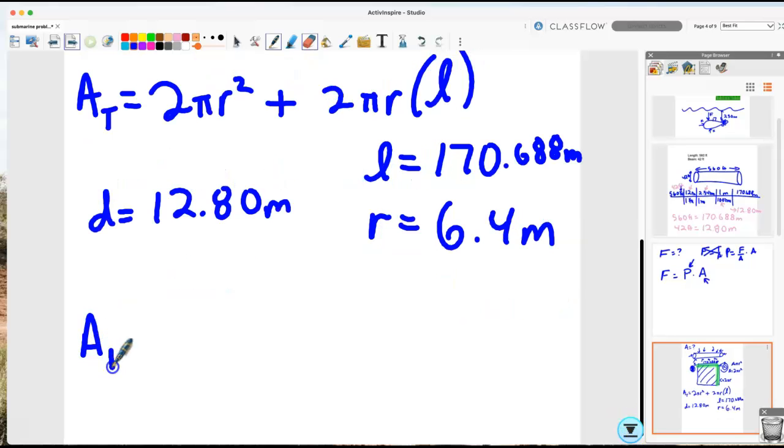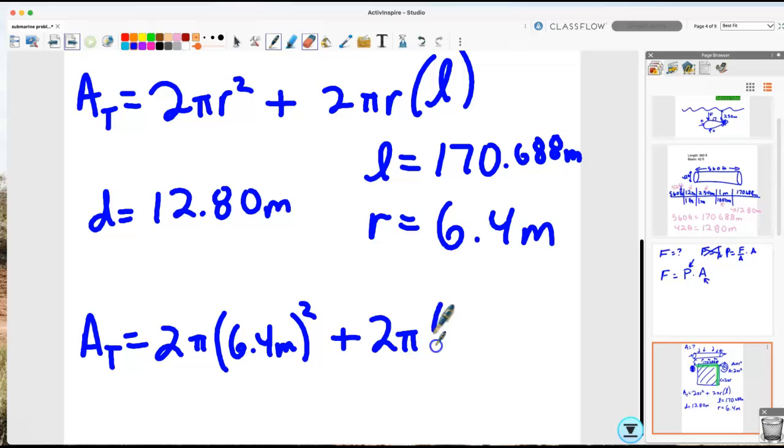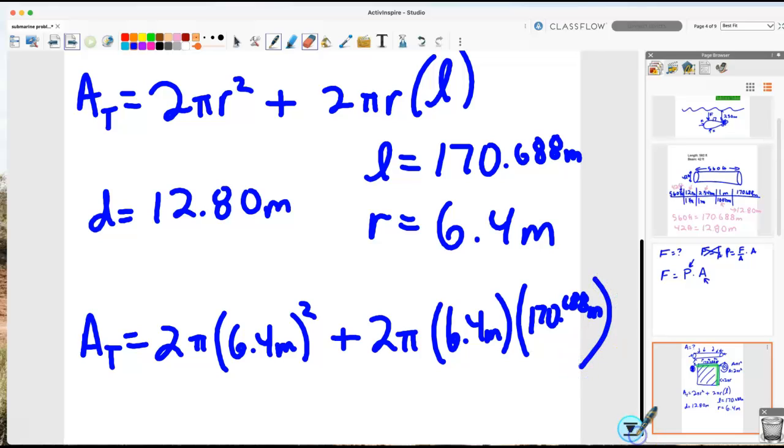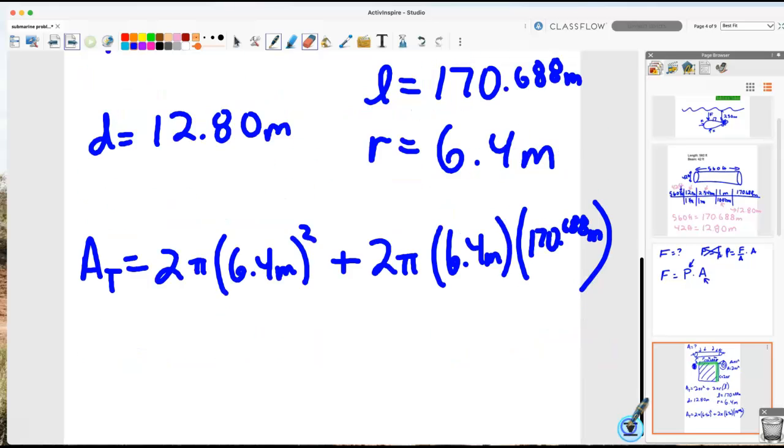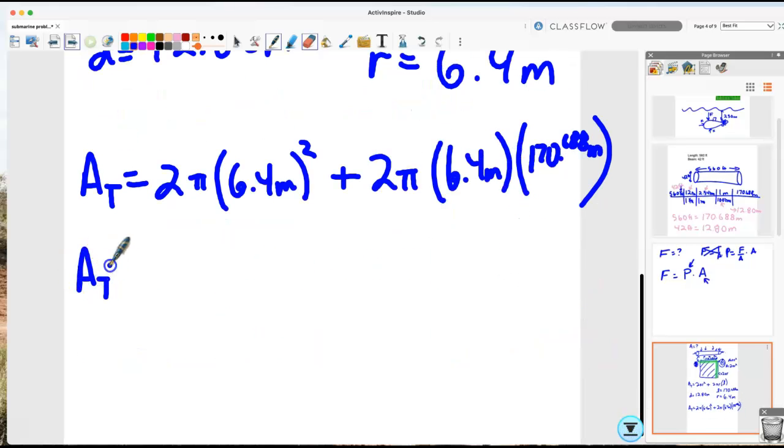So the area of the submarine is 2 times pi times 6.4 meters squared. Remember, that's the area of the two end pieces, the circles, plus 2 times pi times 6.4 meters, that's one side of the square, times 170.688 meters. Okay? So now, a little longer, the area. Let's see, let's multiply these out.